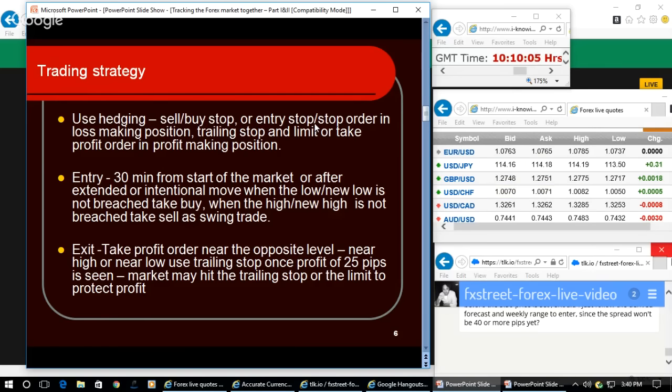Use the hedge order in a position. When you are taking a buy position, keep the sell hedge order, or sell stop order. Then once the position makes profit, remove it and keep stop at entry so that you don't incur any loss. Then once the position starts making profit, use a trailing stop 25 pips away from the market, and use a trailing exit order 25 pips away from the market. When the market goes up, both your trailing stop on the lower side and your trailing take profit order on the upper side will move up.